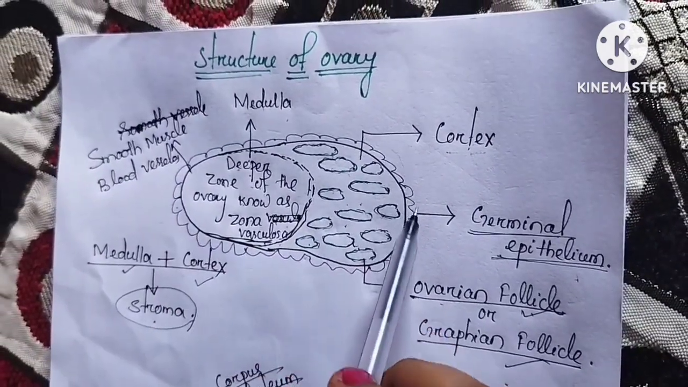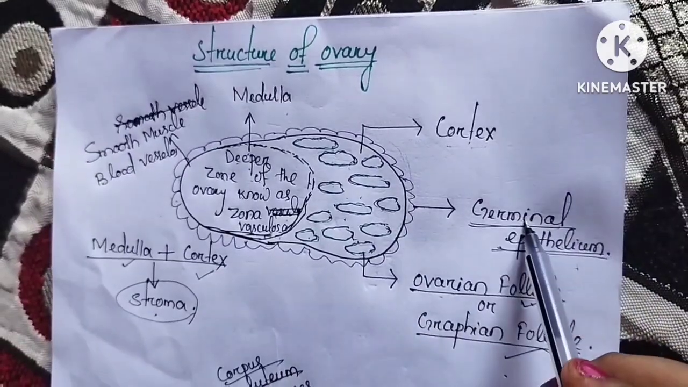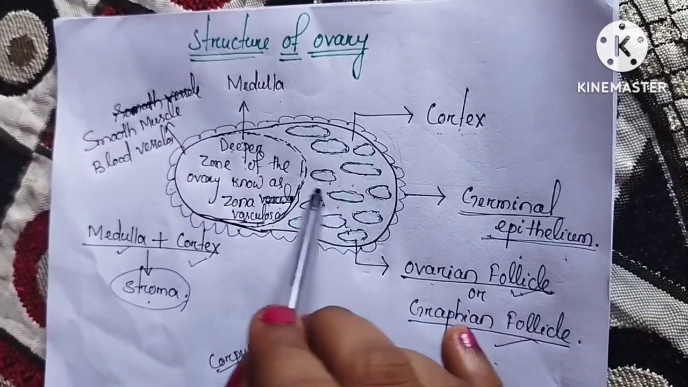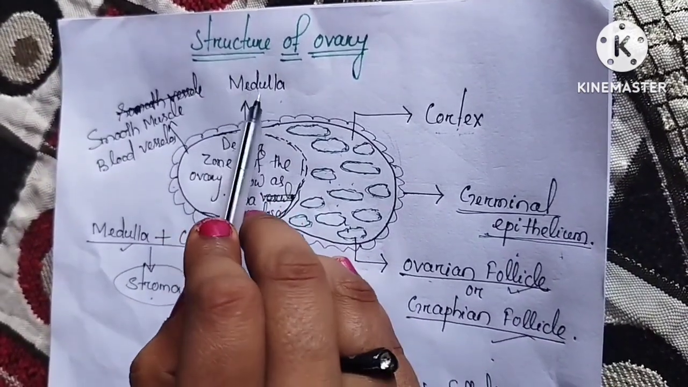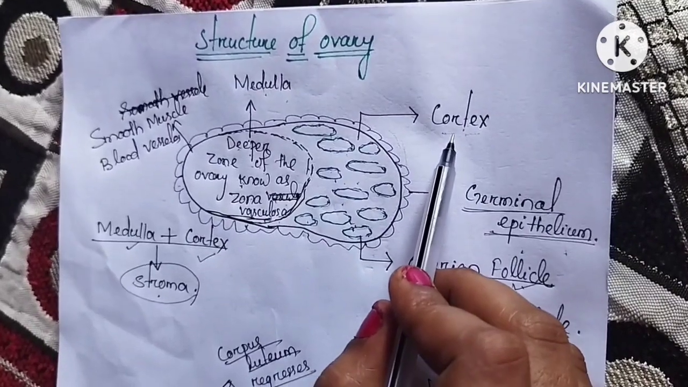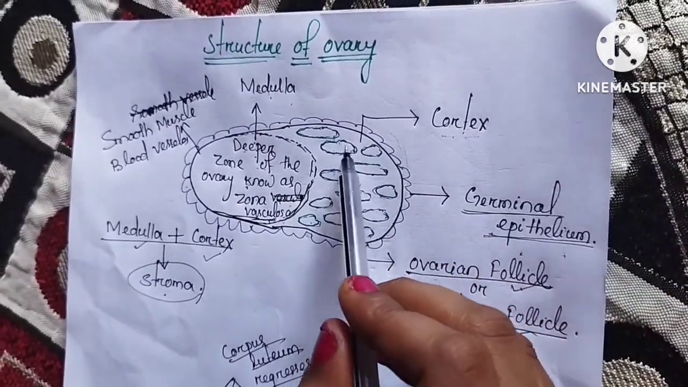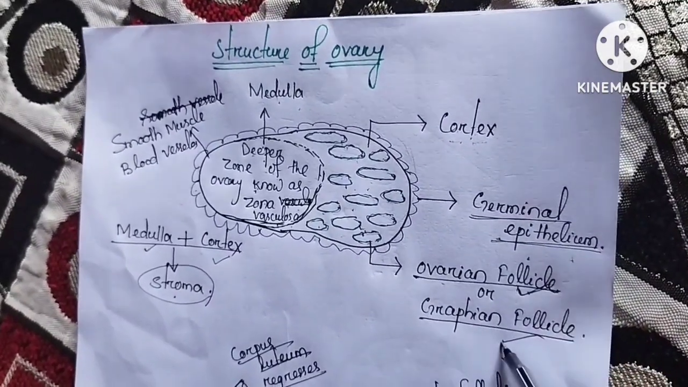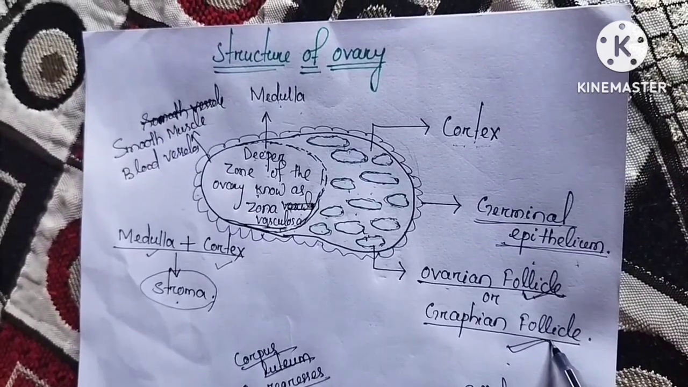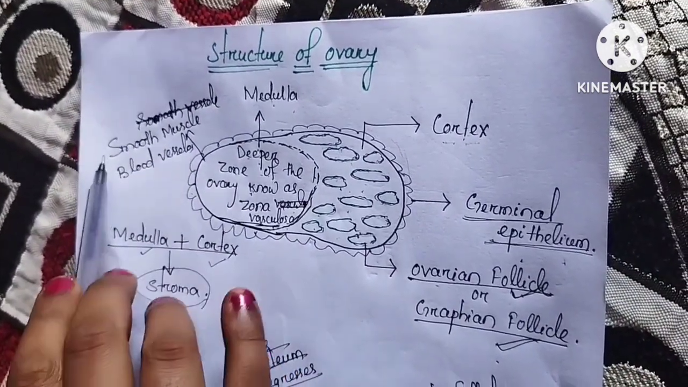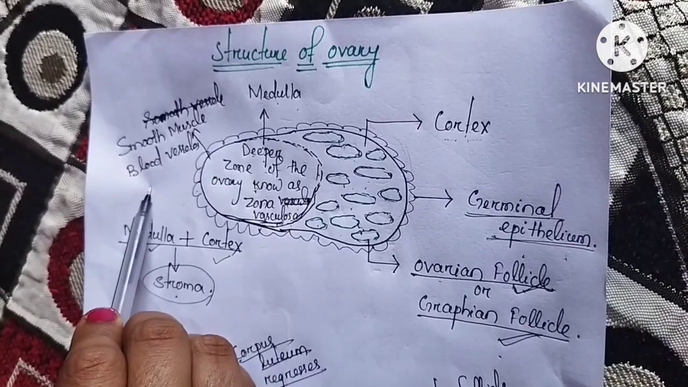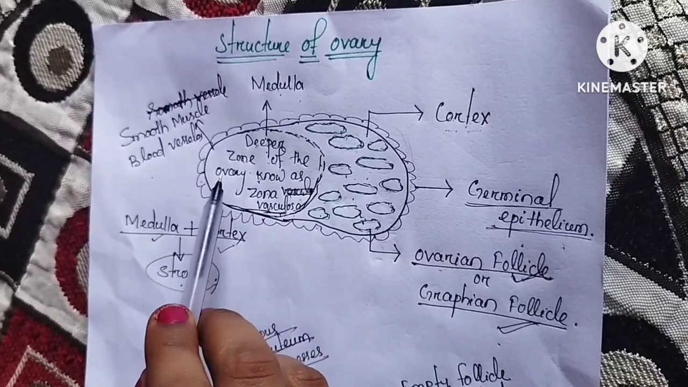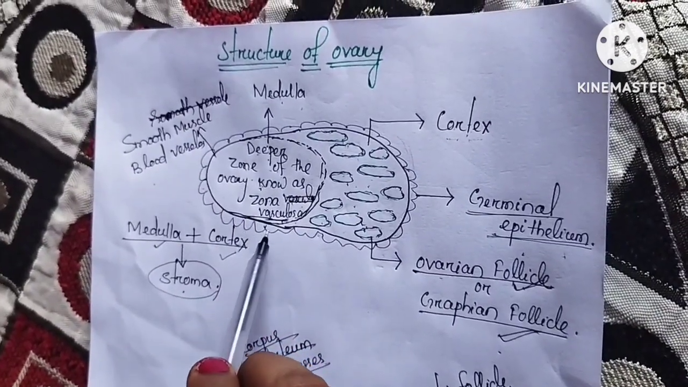Now discuss the structure of the ovary. The ovary consists of an outer layer called the germinal epithelium. Then the ovary consists of two parts. One part is called the medulla, another part is called the cortex. The cortex consists of small ball-like structures called ovarian follicles or Graafian follicles. The medulla region consists of smooth muscles and blood vessels. The medulla is the deeper zone of the ovary known as zona vasculosa.